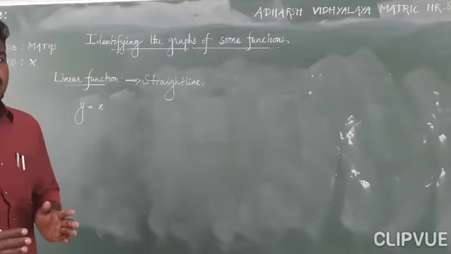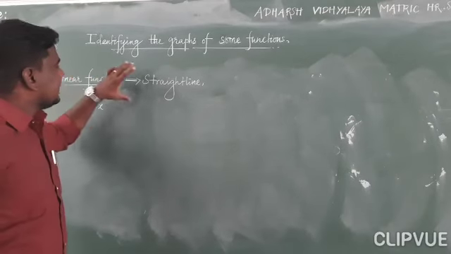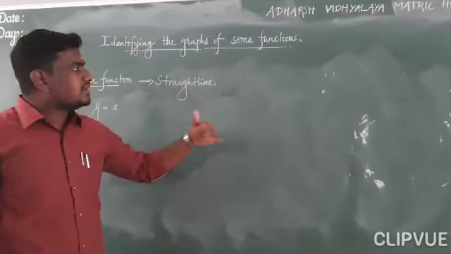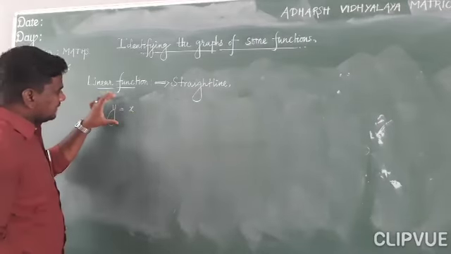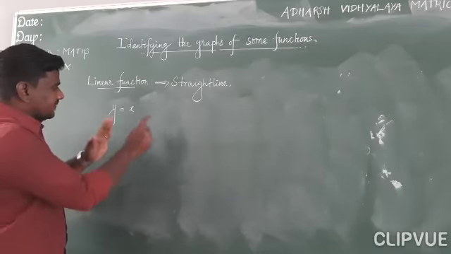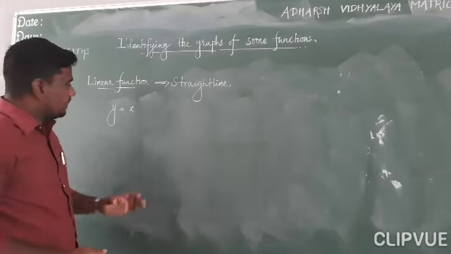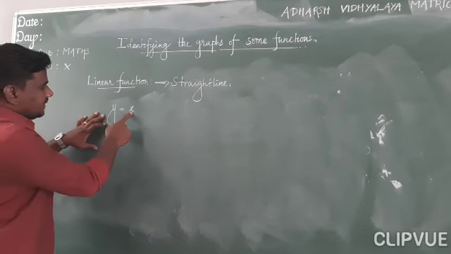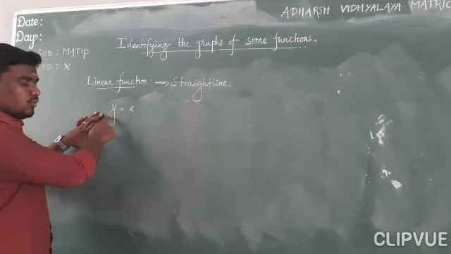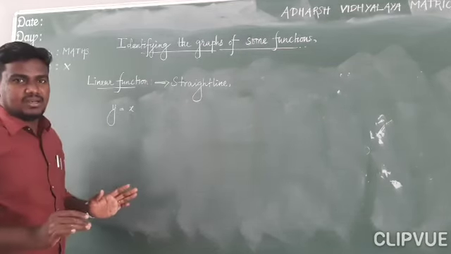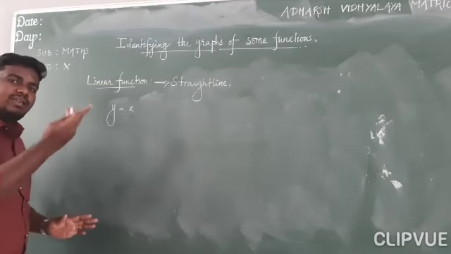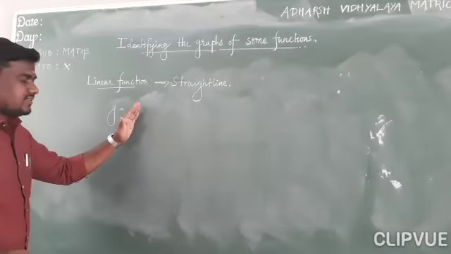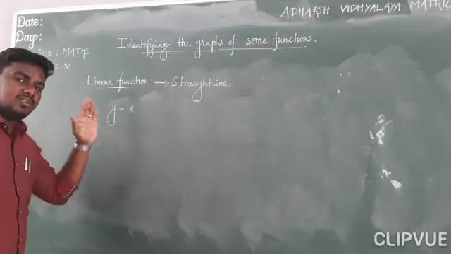So I hope you all understood that the graph of a linear function is a straight line. Okay. Some more examples. For example, y is equal to x. You know that this is a linear function. Its graph is a straight line. And one more important thing here: the x value and y value are equal. If x takes 1, the value of y is also 1. If the value of x is 2, the value of y is also 2.